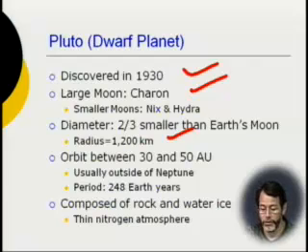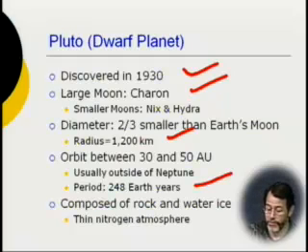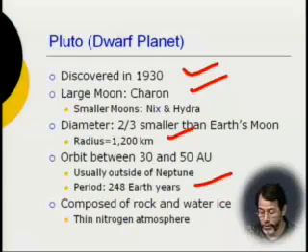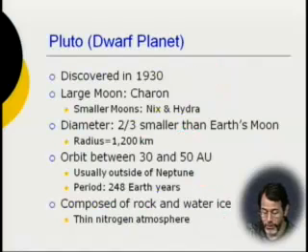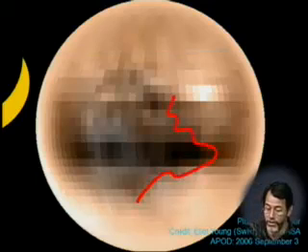Usually, Pluto is outside the orbit of Neptune, but not always. Before 1999, for several years, it was actually closer than Neptune. It takes Pluto 248 years to orbit the Sun. Pluto is composed of rock and water ice, and it has a very thin nitrogen atmosphere. It is an unusual object, and we discover some more about it all the time. This is Pluto in what was told to me is true color. It is a world that has surface features that we don't know about.